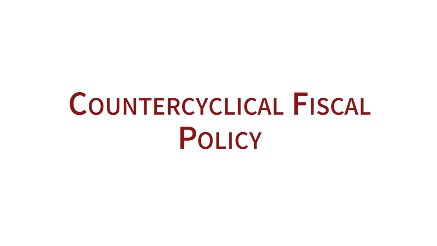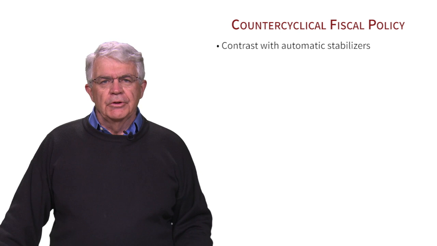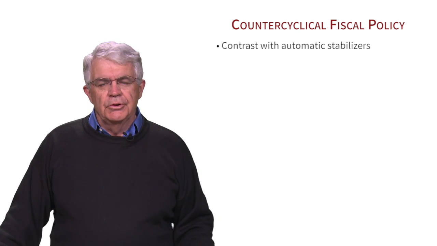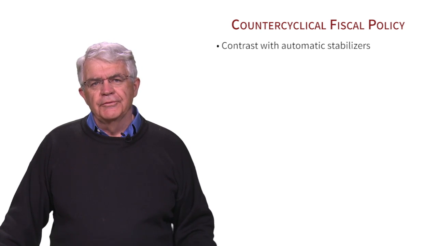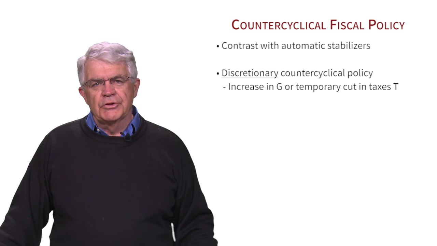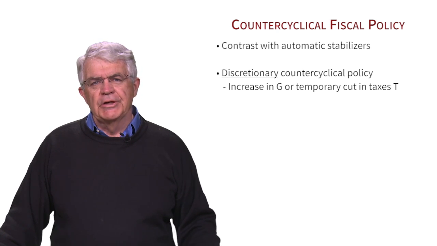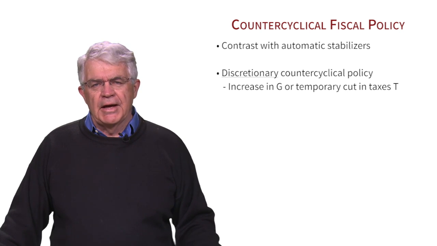Now we're going to talk about counter-cyclical fiscal policy. That's a situation where government tries to use the budget to keep the economy from going too far in a recession or going too far in a boom, to stabilize the economy. We're going to focus mainly on what's called discretionary counter-cyclical policy. That's where explicit decisions are made to increase government purchases or maybe temporarily cut taxes.